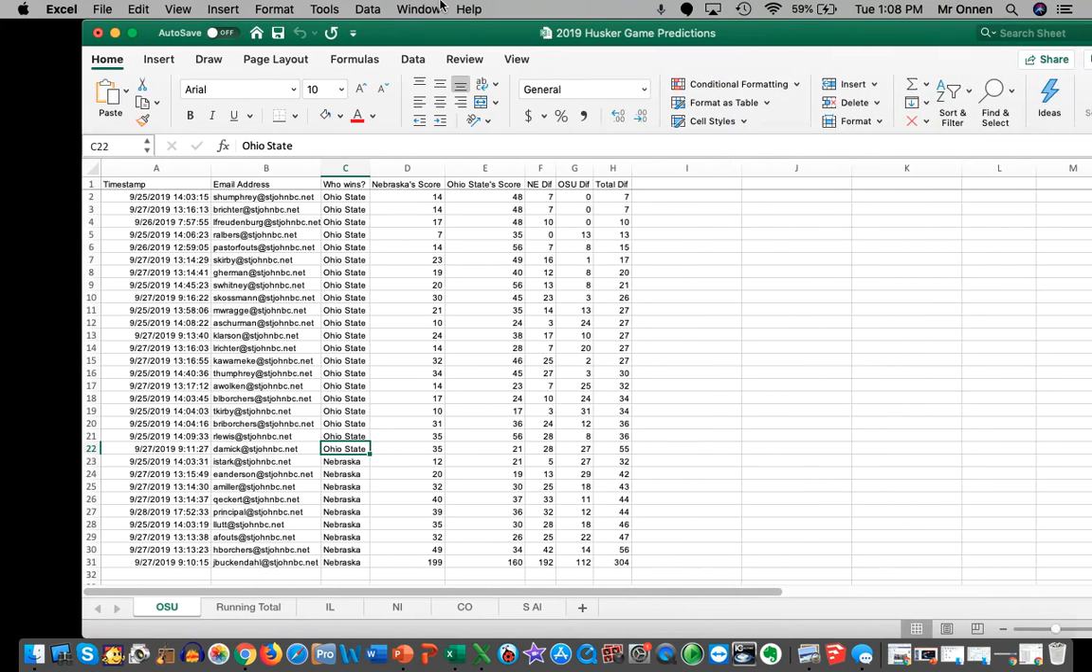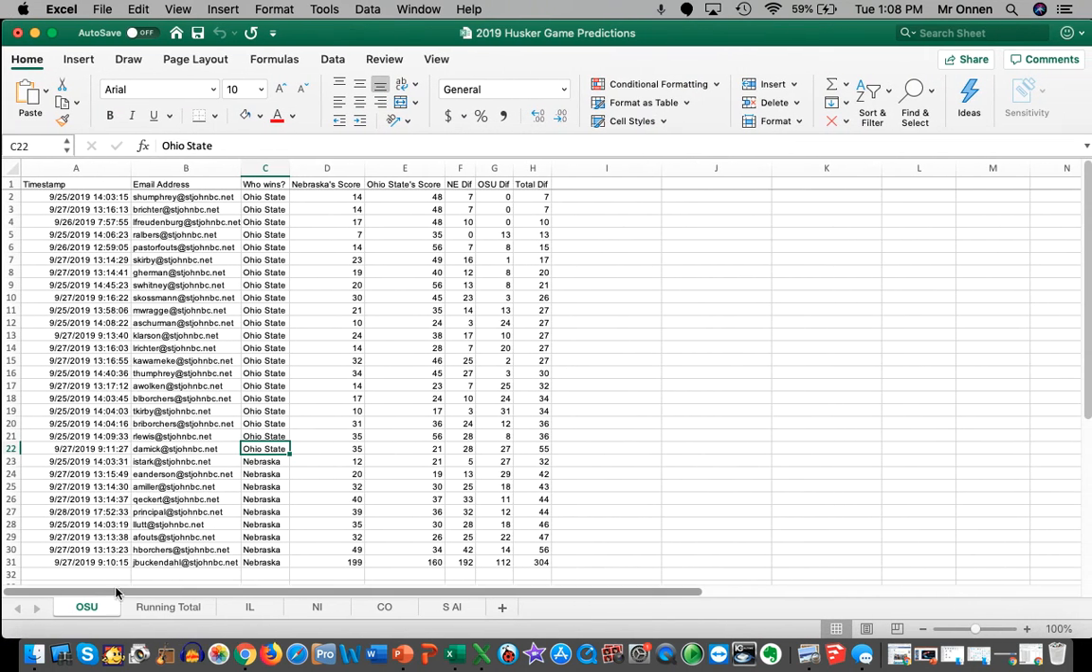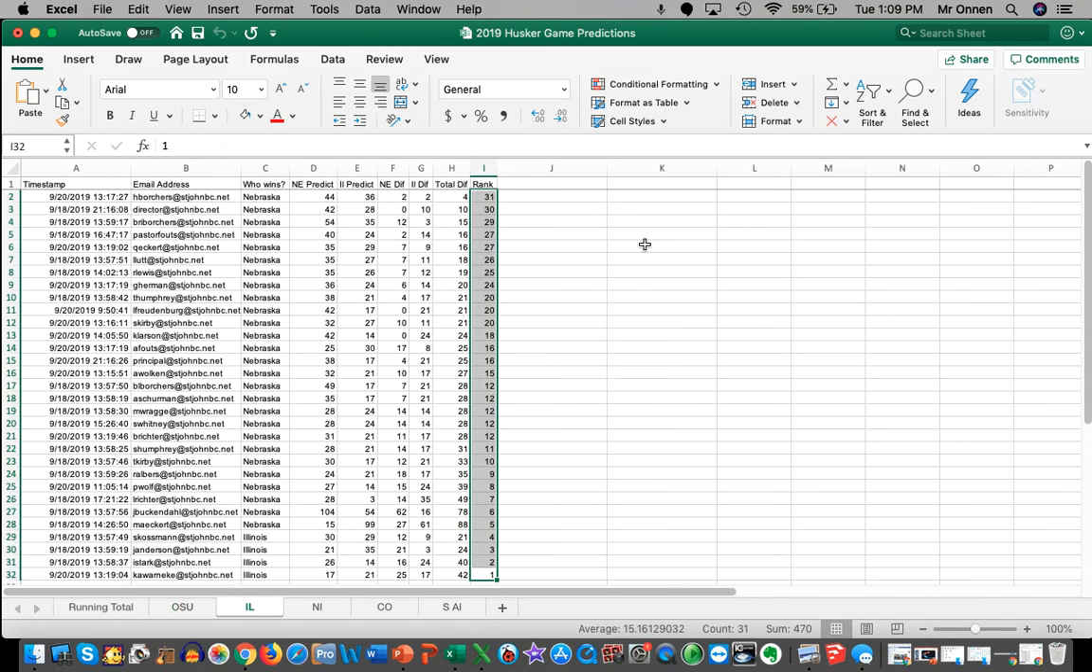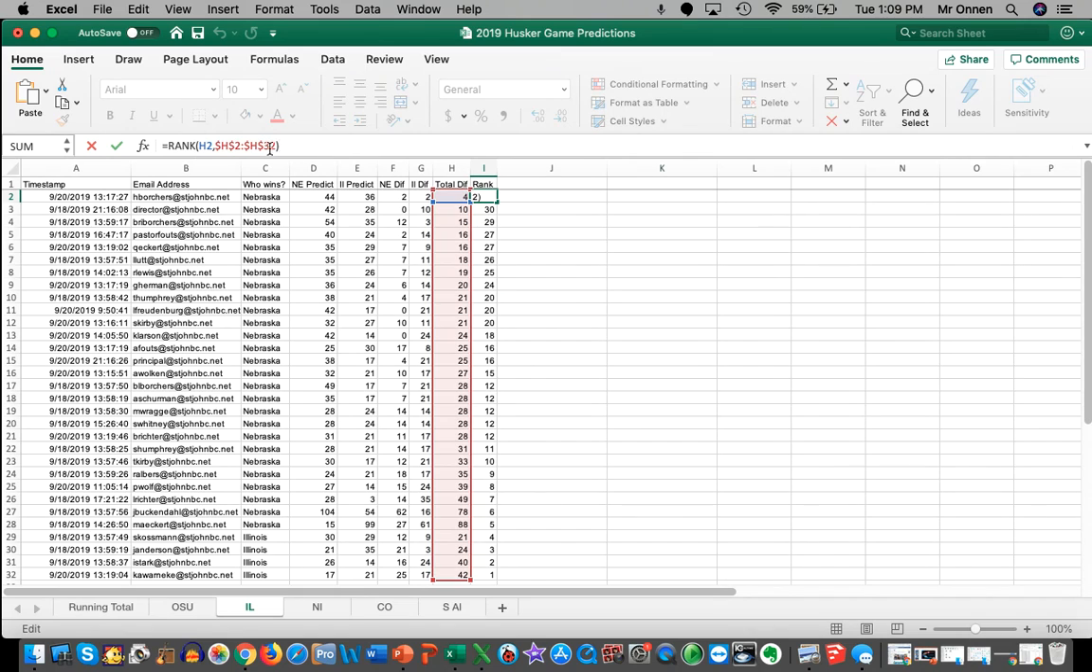And this Husker game predictions is the actual file you're going to be adding in. And you notice now I have the OSU tab down here at the bottom. It's starting with the running total and then the most recent game. So the next thing I'm going to do is add a rank. This rank is a little bit confusing, but I'm going to do equals rank of the cell and then the reference. So equals rank, and then it'll tell you the formula.